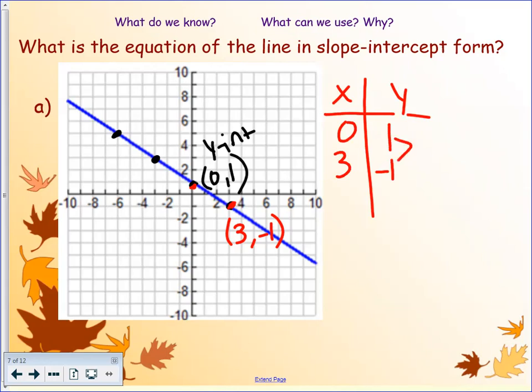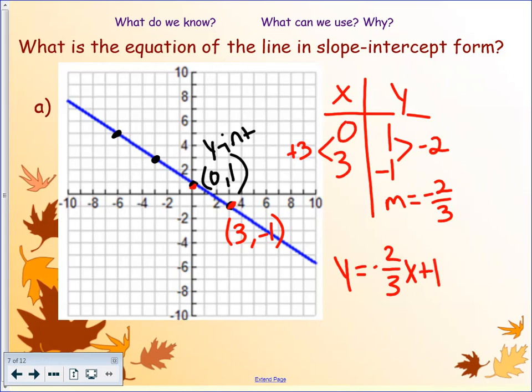To get from 1 to -1, I have to subtract 2. To get from 0 to 3, I have to add 3. So that means my slope is -2/3. So my equation is -2/3 x plus 1.